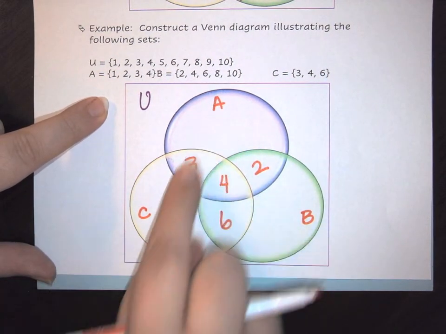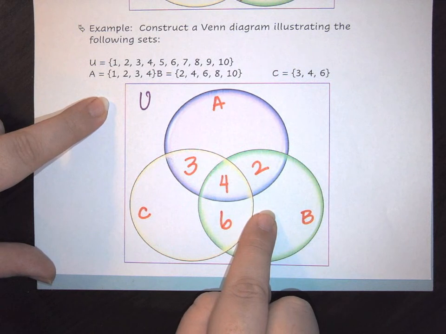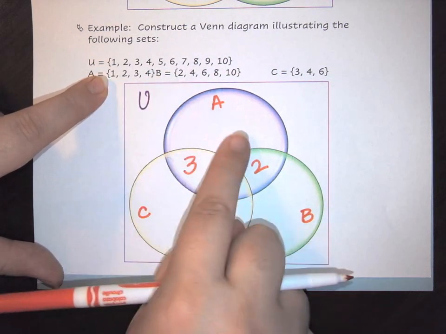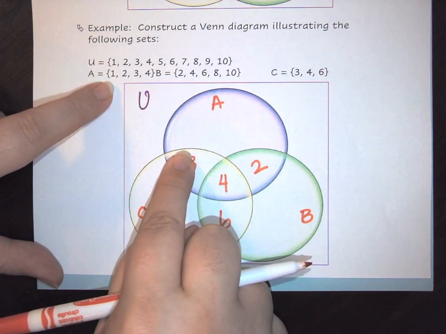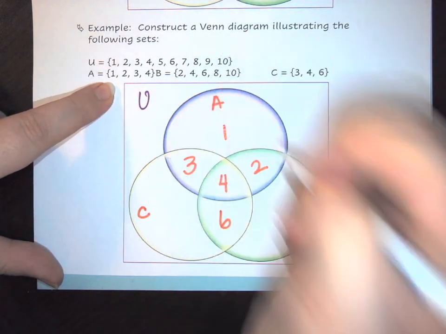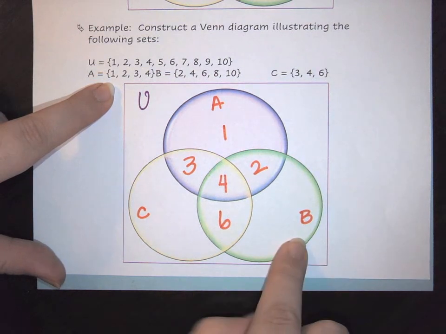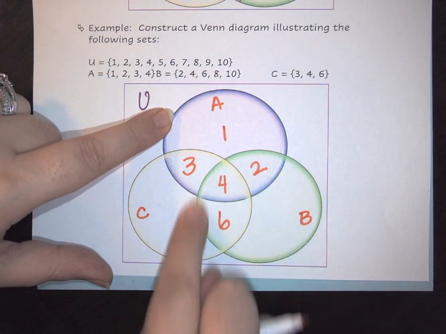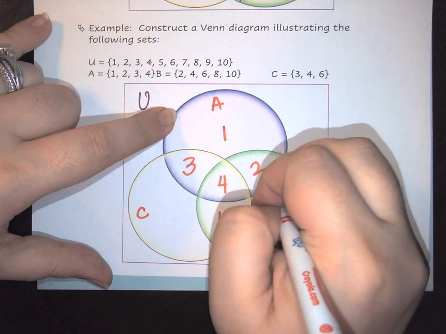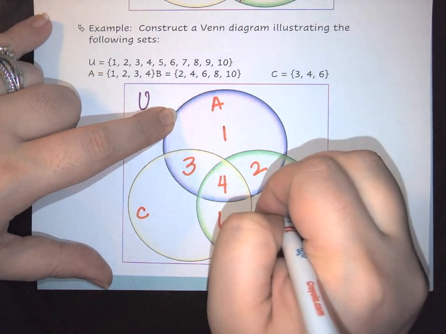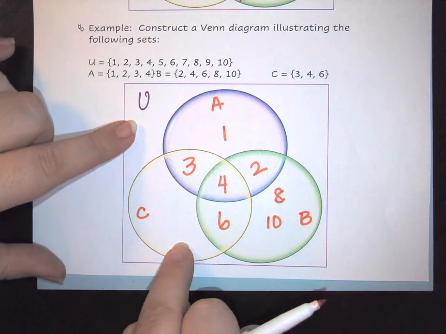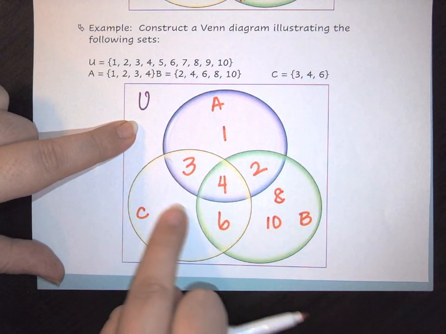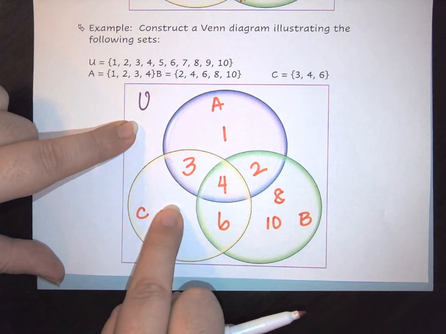Once you do that, then you have to look at the numbers that are left. So here, I had 1, 2, 3, 4 was in my A bubble. The only number missing is the 1. In my B bubble, I had 2, 4, 6, 8, 10, and if you look at this, the only numbers missing are 8 and 10. In my C bubble, I had 3, 4, and 6. I've got 3, 4, and 6, so there is nothing that goes in here.